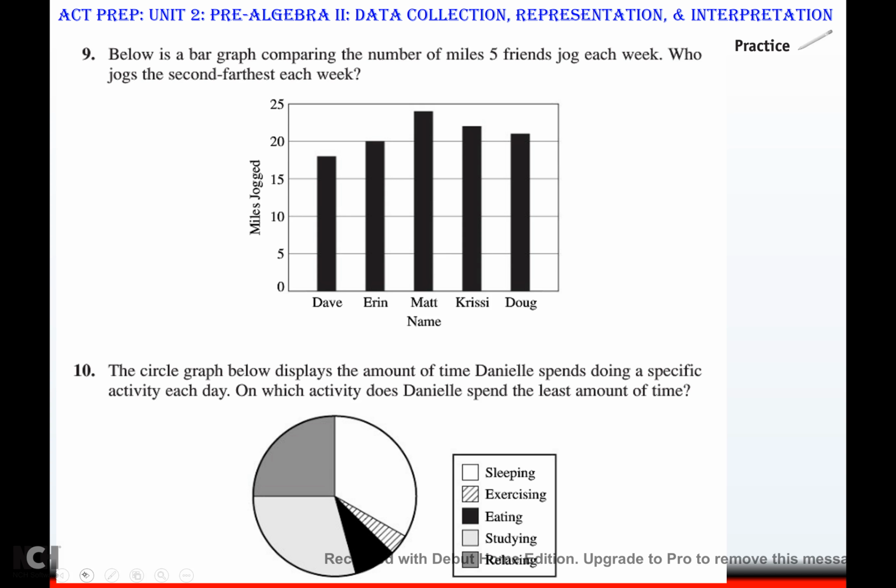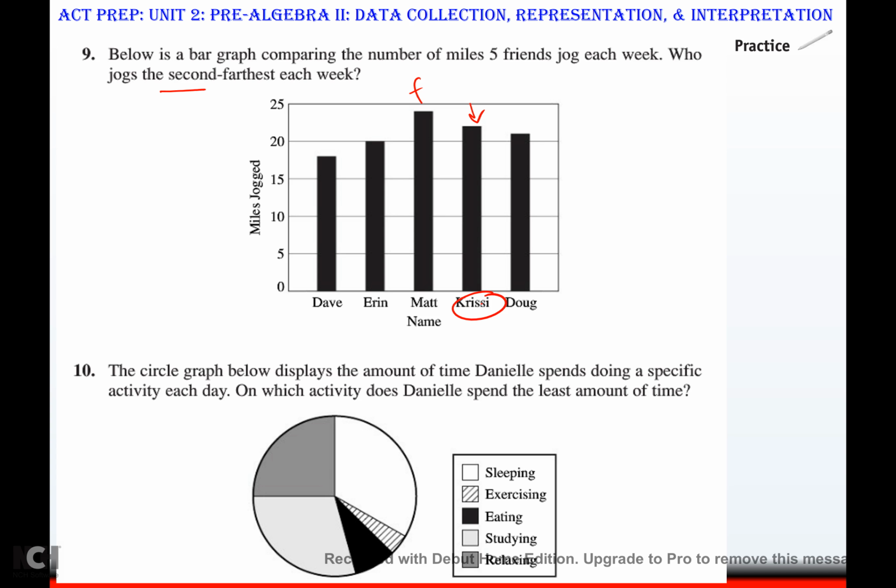Alright, below is a bar graph comparing the number of miles 5 friends jog each week. Who jogs the second farthest? Well, this guy's the farthest. So the next highest bar, which is this guy, so Chrissy is the one who traveled the second farthest each week.